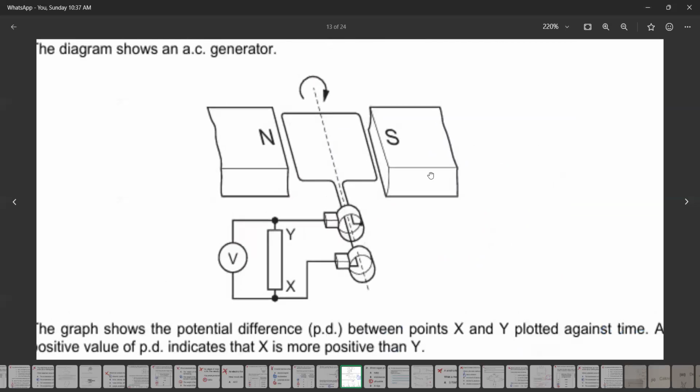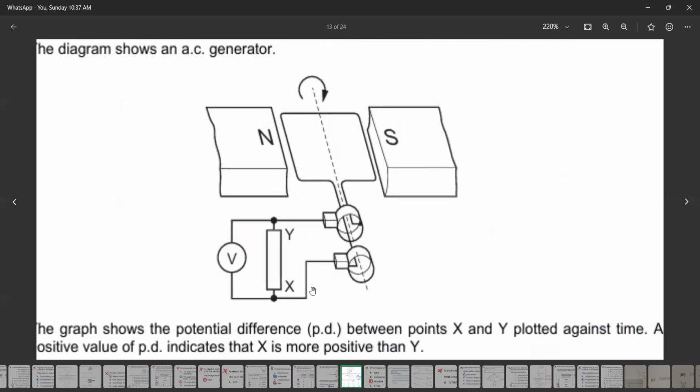Is it clear? So in the same way, you can also consider that X should be positive, Y should be negative. So if X is positive, Y is negative, what should be the direction of the current? According to this X positive, Y negative, the actual direction of the current should be like this.